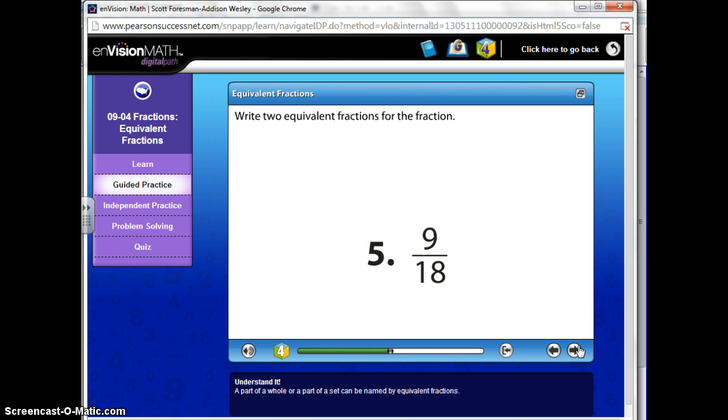Keaton. Say it again. 3/6 would work. There's one other one that could work. What was it, Cole? Oh, no. Never mind. That's okay. So, Kaden, what she did was she divided both of those by 3. And she got 3/6. But there is one other number you could divide both of those by other than 3. Do you know what it is?